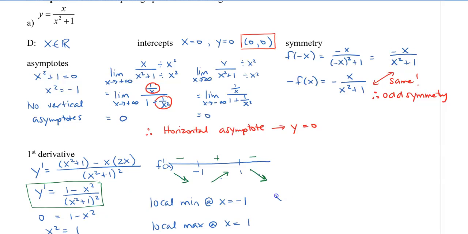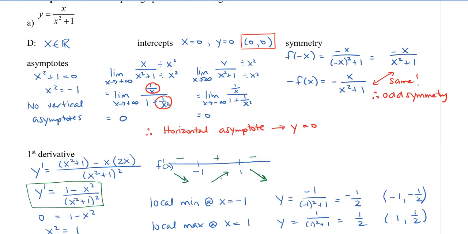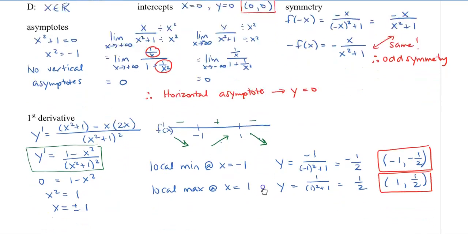So I am going to say that y is equal to -1 divided by (-1) squared plus 1. So I get -1/2. So I have a point, -1 and -1/2. Plug in +1, and I get 1/2. So my maximum point is (1, 1/2). All right, so I have 0, 0, and then I have my minimum, and I also have a maximum point. All right, let's go on to the second derivative.